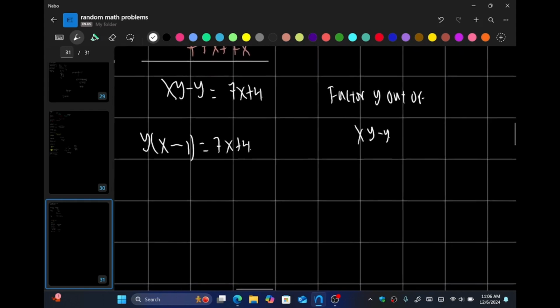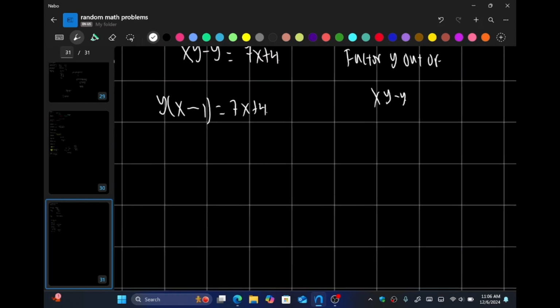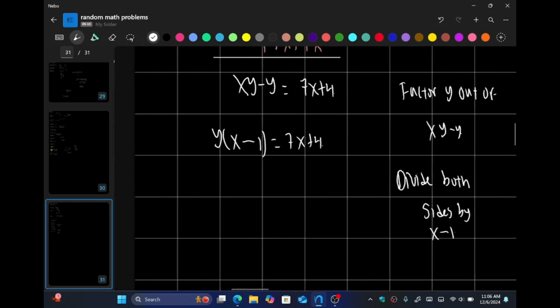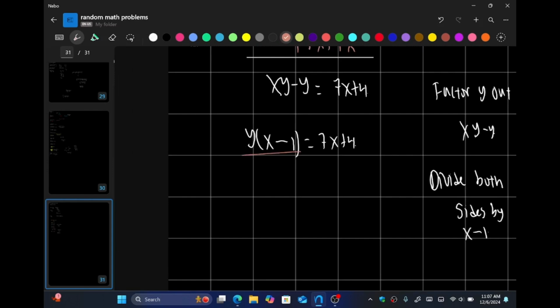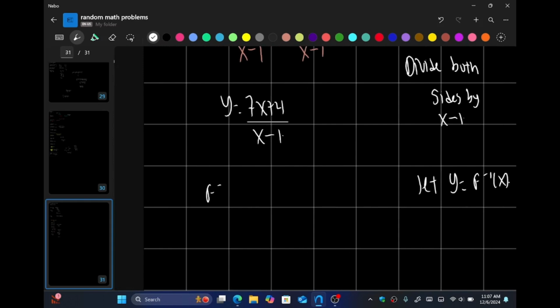And lastly, we want to go ahead and finally divide both sides by x minus 1. So we're going to do that right quick. So here we have y equals 7x plus 4 over x minus 1, excuse me. And we can clearly see, and now we let y equal f inverse of x. So here we're going to say f inverse of x equals 7x plus 4 over x minus 1. And that is going to be our answer, guys.